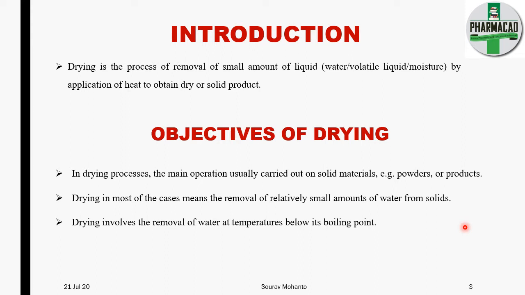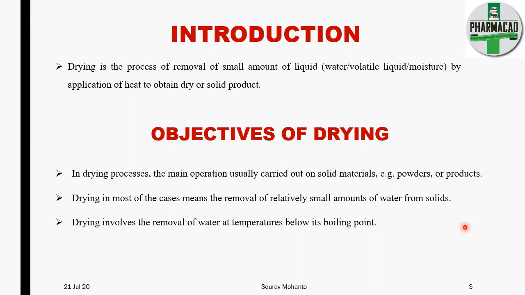In case of evaporation, the process involves the removal of much more quantity of liquid per hour than in drying process. When we are talking about thermal drying, there is a presence of heat, and non-thermal drying is usually carried out by the freeze drying machine where there will be no presence of heat. So these are the two methods of drying.